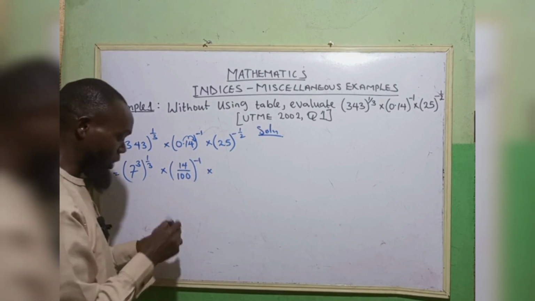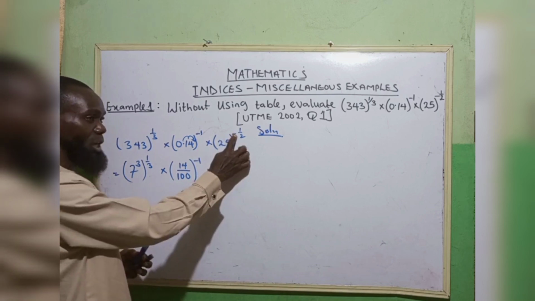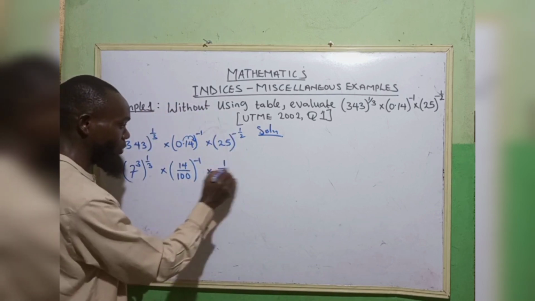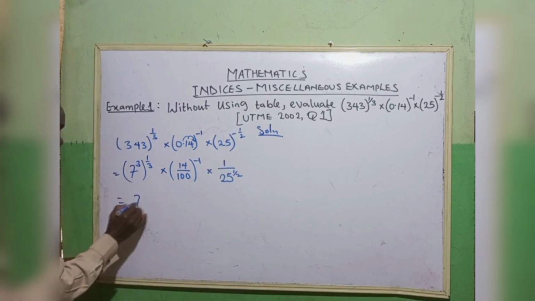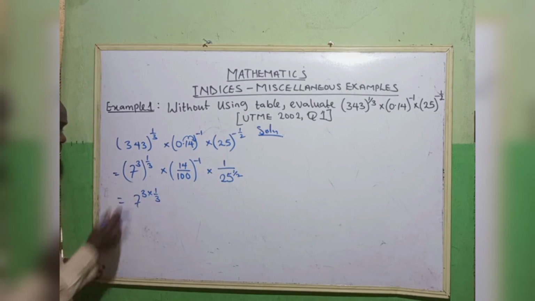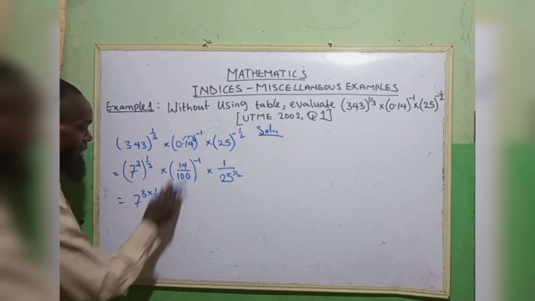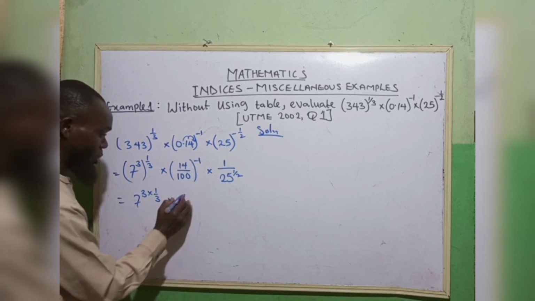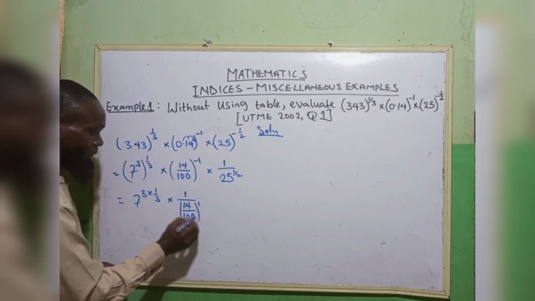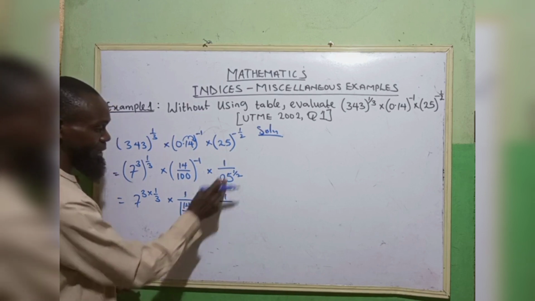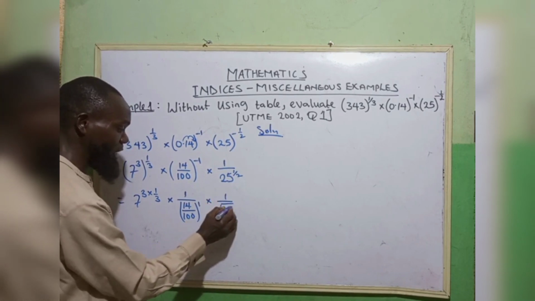Multiply by. If you could recall in our last class in indices, when we're dealing with the laws of indices, this minus will change to 1 over. So we have 1 over 25 raised to power 1 over 2. So from here, we have 7 raised to power 3 multiplied by 1 over 3. This bracket here means multiplication. So multiply by, here, we are going to change this minus to 1 over 14 over 100. Then raised to power 1 multiplied by 1 divided by, then 1 over 2. From our rule of indices, we become square root of, then you put your 25 here.